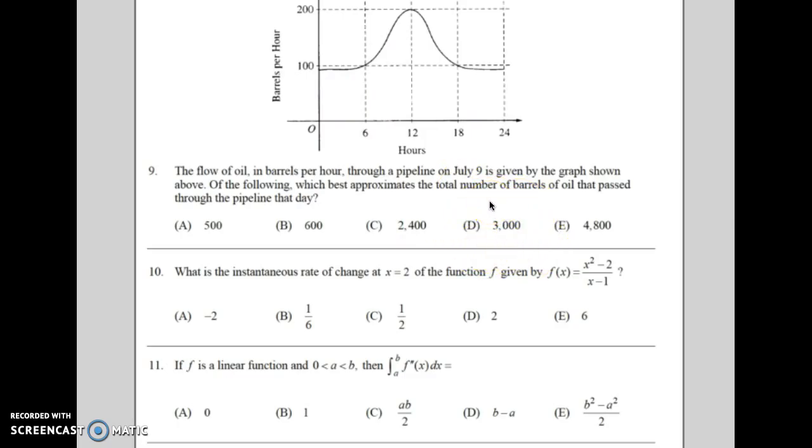Okay? So the next question is 10. What is the instantaneous rate of change of this function? You'll have to do quotient rule and then plug in the number 2. So quotient rule and then number 2. Instantaneous rate of change would mean f prime of 2. Okay. All right, question 12.